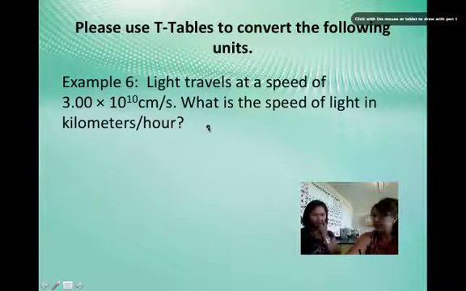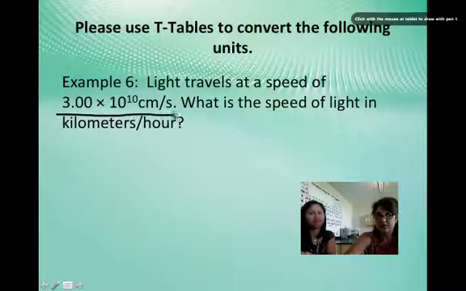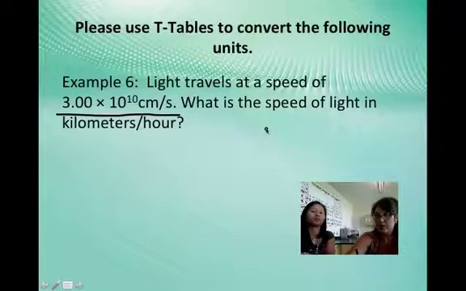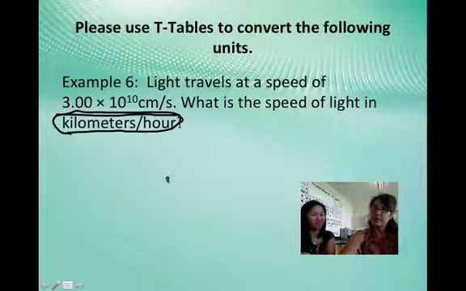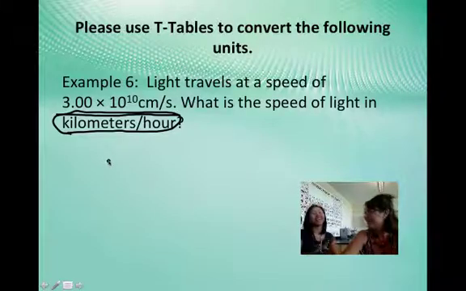This is a true statement. Light travels at a speed of 3.00 times 10 to the 10 centimeters per second. That's pretty fast. We want to know something that we can relate to. Like in your car, you have on your speedometer kilometers per hour. So let's see, how fast is that in kilometers per hour? Could you go that fast in your car? I don't think so. I don't want to get a speed ticket, Miss Gray. I don't think they'd catch you if you were going that fast, at the speed of light.